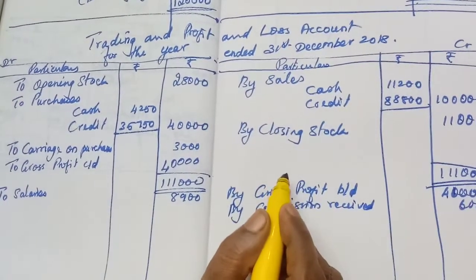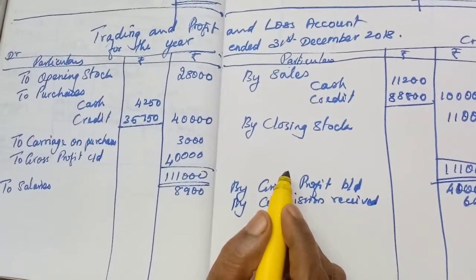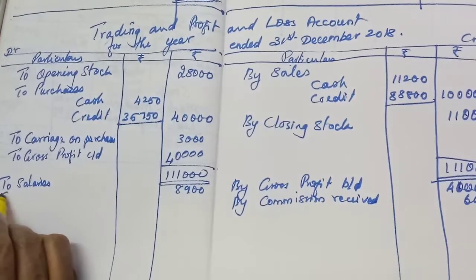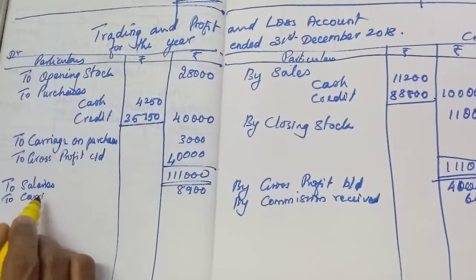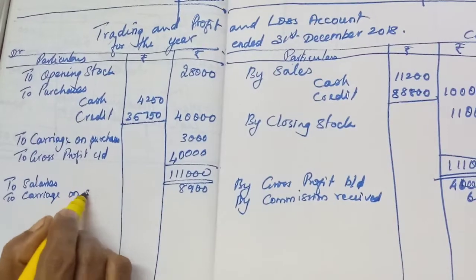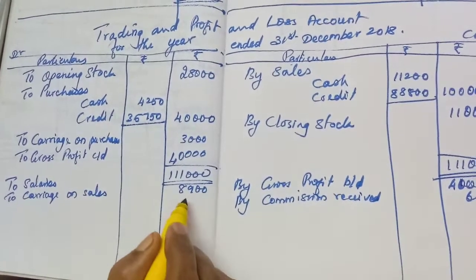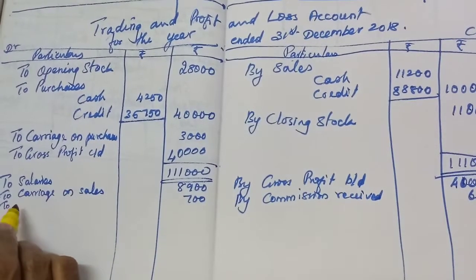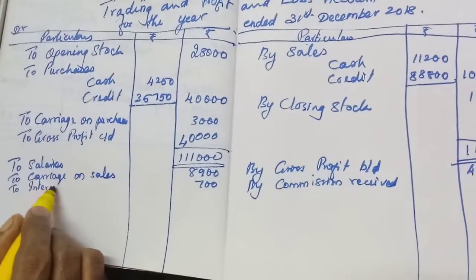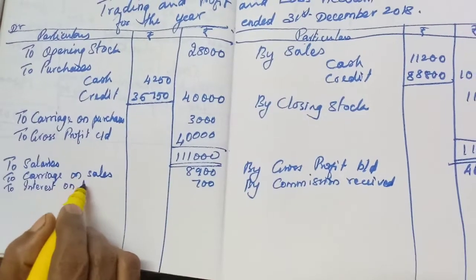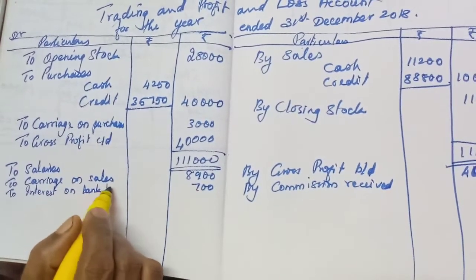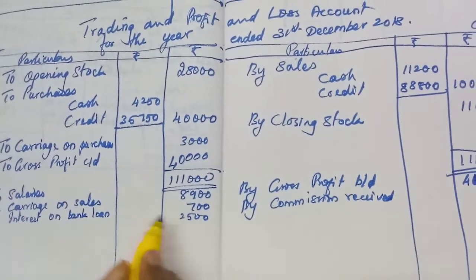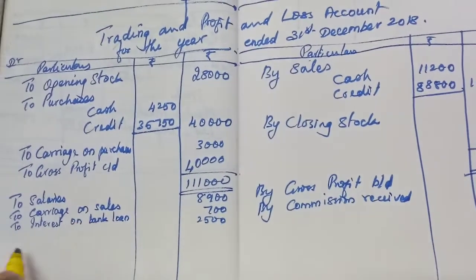Then commission received, drawing salaries written. Other side, carriage on sales, 700. Then interest on bank loan. That is one expense. Loan we have taken, for that we need to pay. So that is an expense, 2,500. Then office rent.